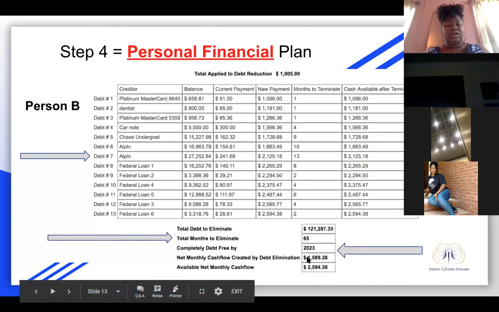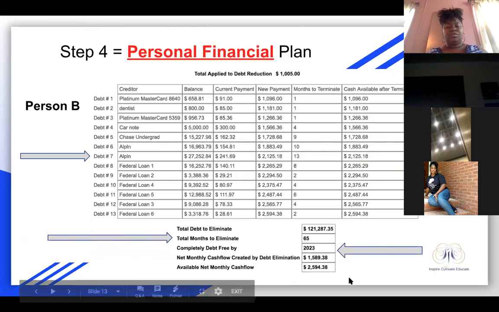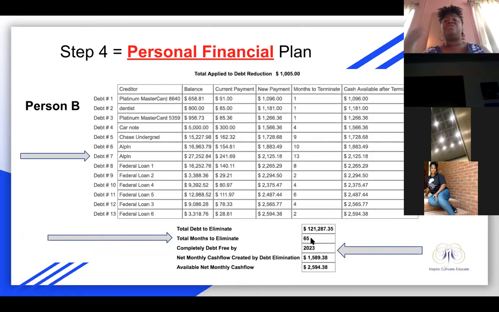So not only do they have the surplus of money from the debt, they still have this $1,000. So now they have $2,500 that they have in cash flow. Remember, cash flow is measured in time, not amounts. So now they have enough money to carry them after they pay all their bills. So 11 years, 5 years. I'm going to go with the 5.